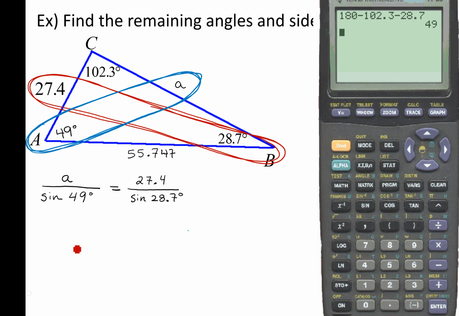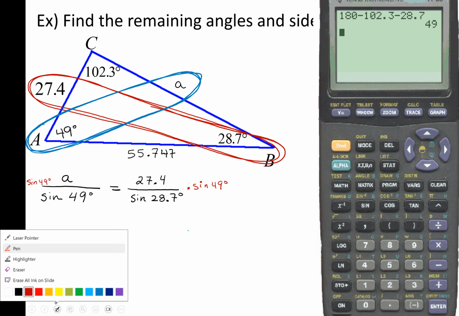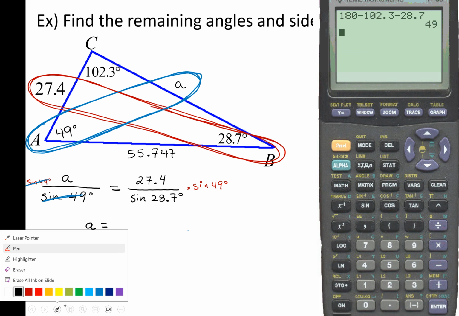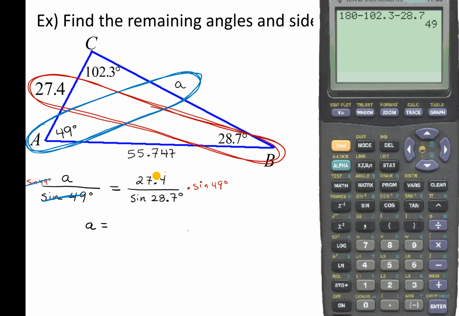And to solve for A, you have to multiply both sides by sine 49 degrees. Okay, and by doing that, your sines will divide out, and you will be left with A is equal to, and what is it equal to? Everything on your right hand side. So what is it equal to? It's equal to 27.4 times sine of 49 divided by sine of 28.7 degrees.